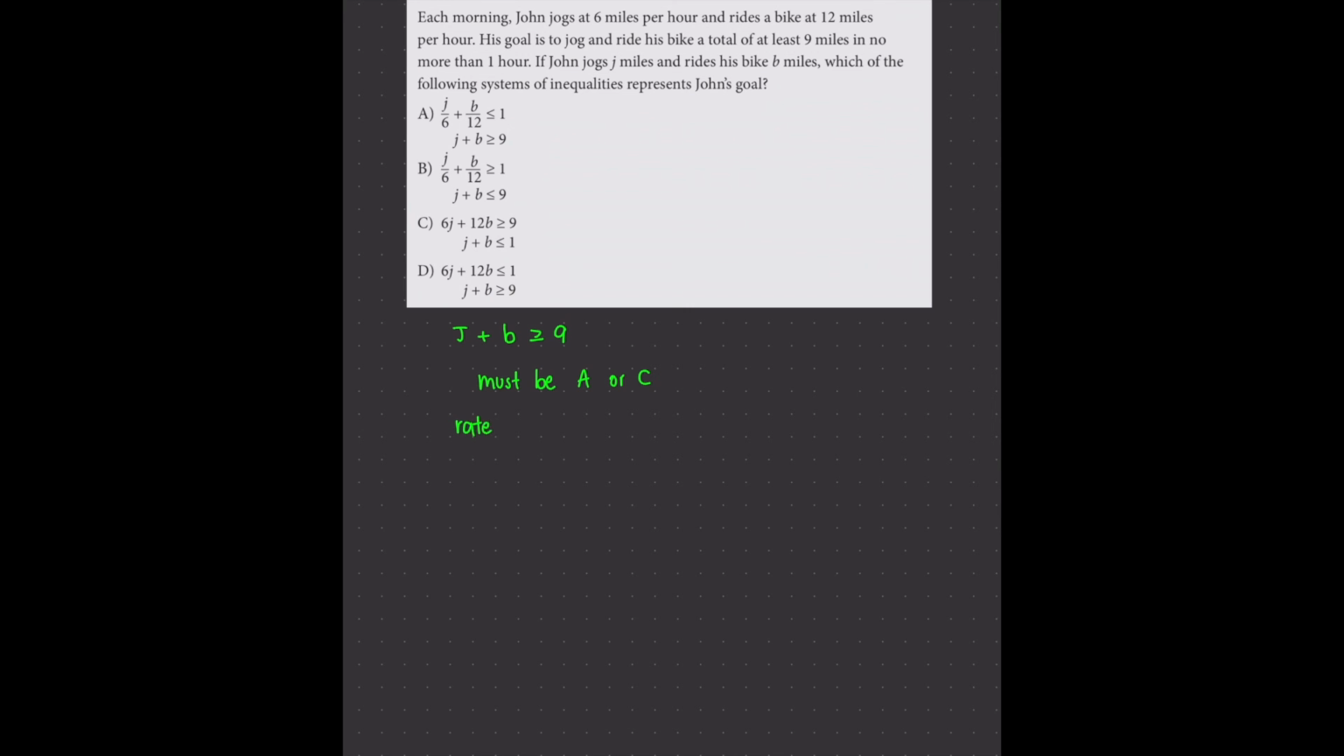Since rate multiplied by time is distance, it follows that the time is equal to the distance divided by the rate. John jogs J miles at 6 miles per hour. So the time he jogs is equal to J miles over 6 miles per hour, which simplifies to J over 6. Similarly, since he rides his bike B miles at 12 miles per hour, the time he rides his bike is B over 12 hours. Thus, John's goal to complete his jog and bike ride in no more than 1 hour can be represented by the inequality J over 6 plus B over 12 is less than or equal to 1. Therefore, the correct answer is A.